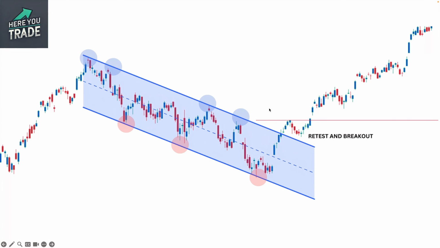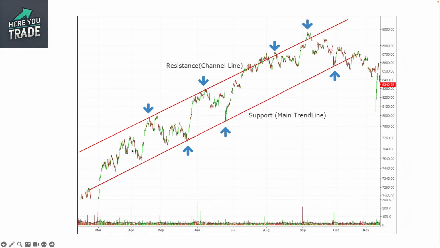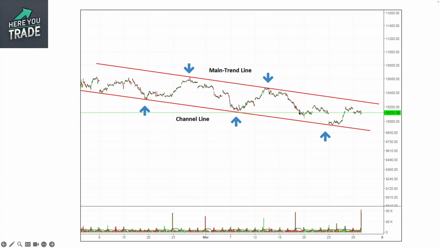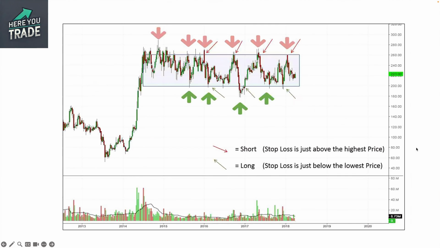In channel patterns, we have three types of channels. We have what we call the bullish channels, where the trend is up and the price movement is following an uptrend. We have what we call the bearish channels, where the price is following a downtrend. And we have also what we call the horizontal channel, where the price is moving between two horizontal lines and two prices, and the price will be moving sideways. So these are the three types of channel patterns.